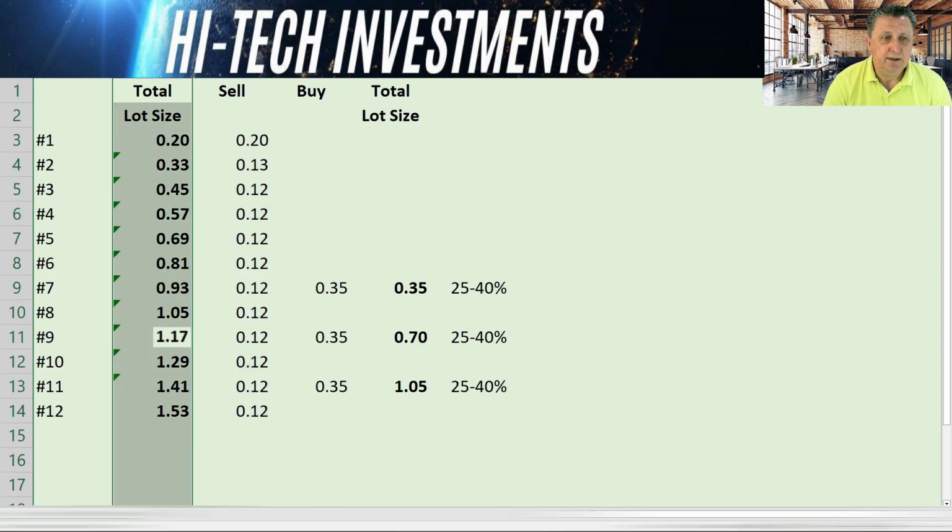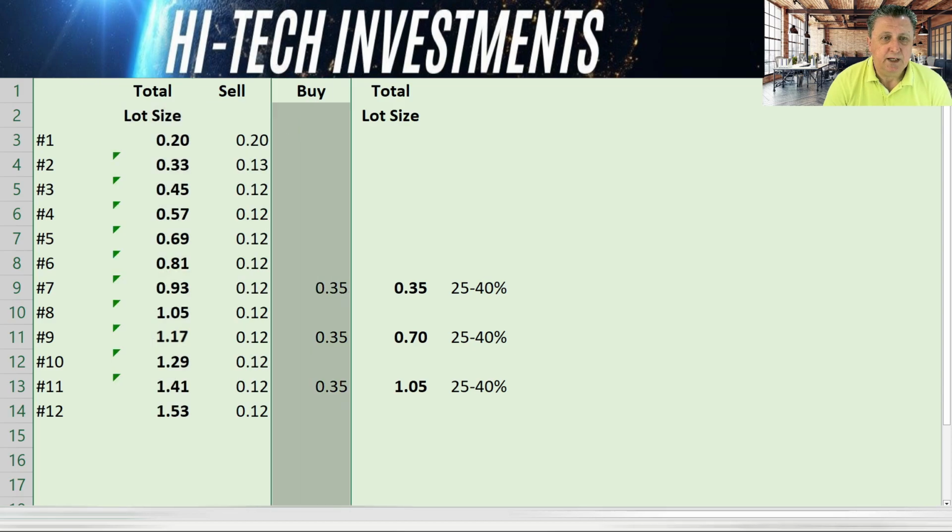And then here in column B, you have the total lot sizing that you have ended up with. And then we have column B. This is where we are then going in, for example, to set up buys. And again, the lot sizing that we are just using for this particular example is 0.35.